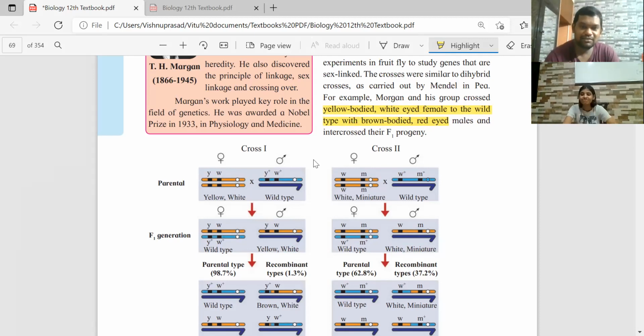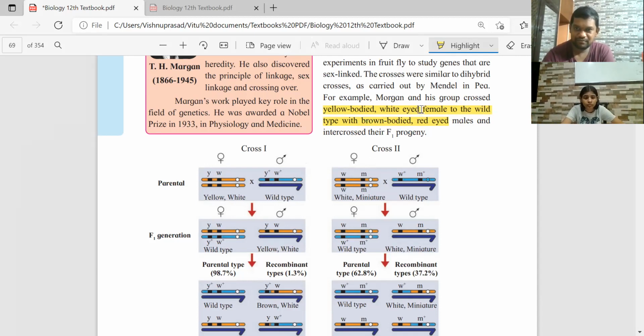Sorry, not the recessive ones. They are one trait, yellow and white. And along with it is the wild type, which is brown bodied and red eyed. That is Y plus and W plus. Yellow and white are represented as Y and W, and wild type is represented as Y plus W plus.